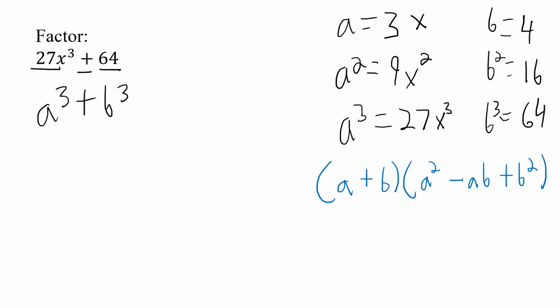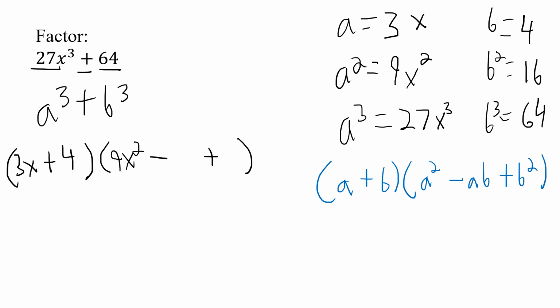So what we're going to do is we're going to go ahead and form our parentheses, and we're going to form our signs. So we have a plus, we have a minus, and we have a plus, and that comes from the formula. A, we said that a was 3x. I'm just getting that from the chart we made earlier, 3x. B, we said, was 4. A squared, we said, was 9x squared.